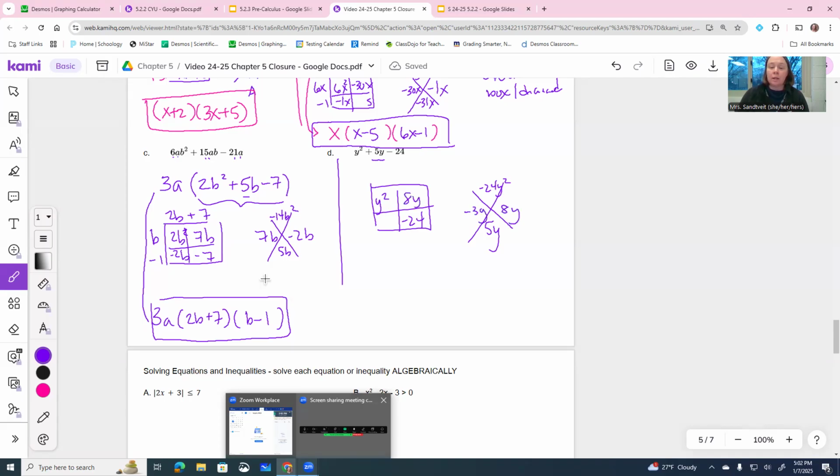Let me throw these on this diagonal. And then from these, what's in common is a y. So y times y is y squared. y times 8 is a positive 8. y times what is negative 5, and then 8 times negative 5 is negative 24. So my factors are y plus 8 and y minus 5.